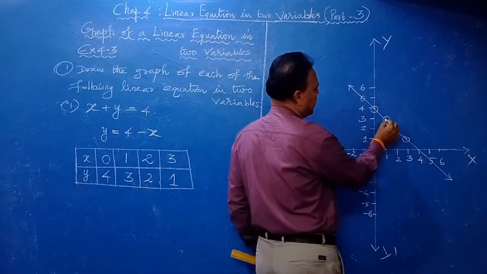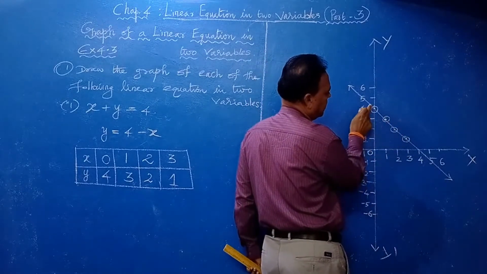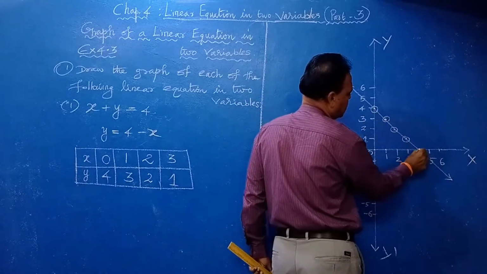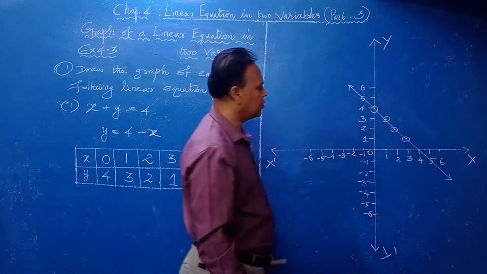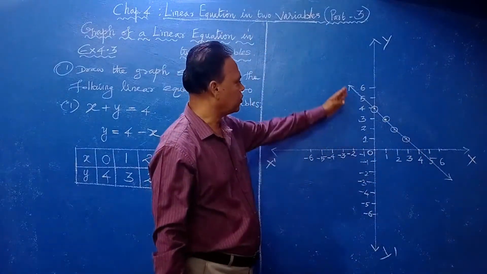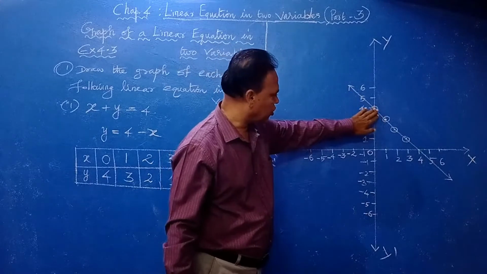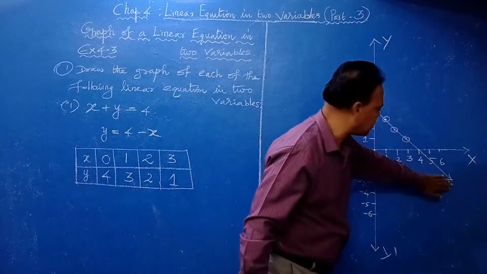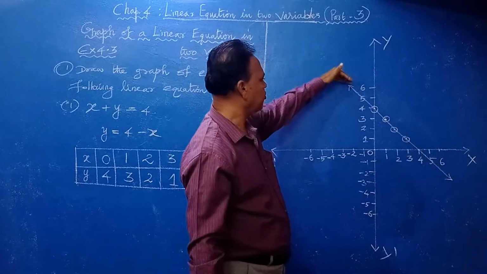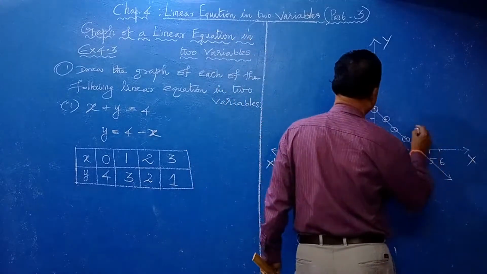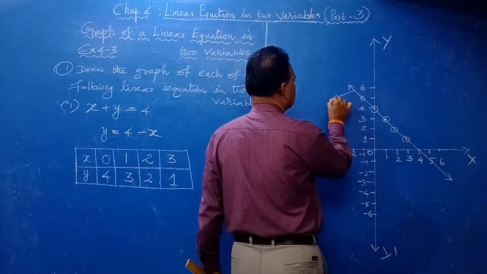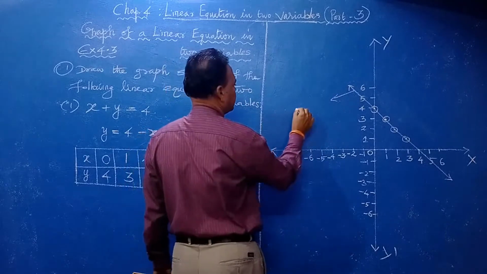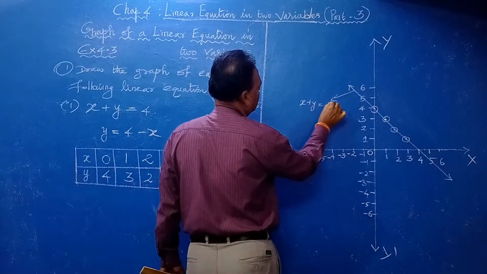You plot the point and correctly you will get a straight line. It also passes through 4, 0. You join these 4 points, extend it, extend it. Then you put this arrow mark and write the equation, that is x plus y equal to 4.